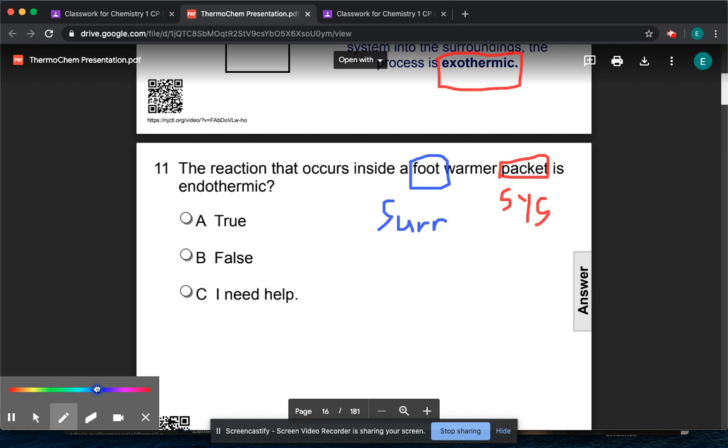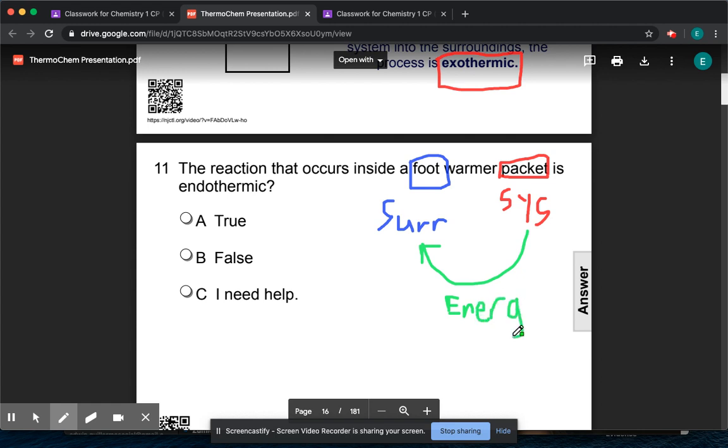What type of packet is this? This is a foot warmer packet, which means your feet should be getting hotter. If your feet are getting hotter, that means they're absorbing energy. And if they're absorbing energy, that energy has to be coming from somewhere. And that energy is coming from the packet, or the system. So you have energy going from the system to the surroundings, which means the system is losing energy.